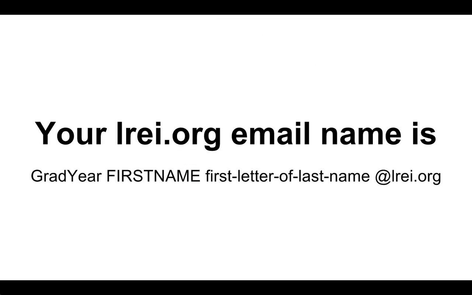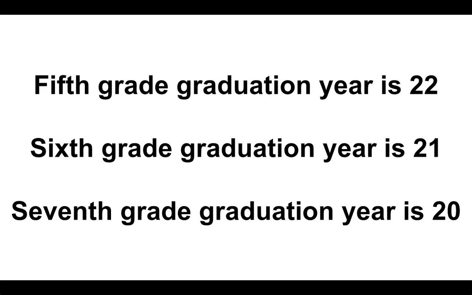Your LREI.org email name is your graduation year, your first name, and the first letter of your last name at LREI.org. Kind of a mouthful, but you'll get the hang of it pretty quickly. If you're in 5th grade, your graduation year is 2022. If you're in 6th grade, it's 2021, and 7th grade, that's 2020. That's when you'll graduate from high school at LREI, and that'll be an exciting time. But lots of great stuff to do before we get to that moment.